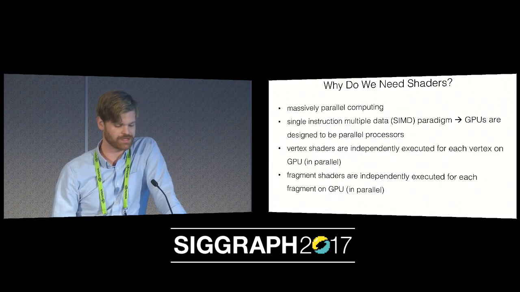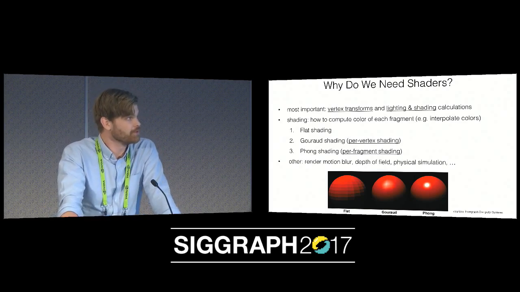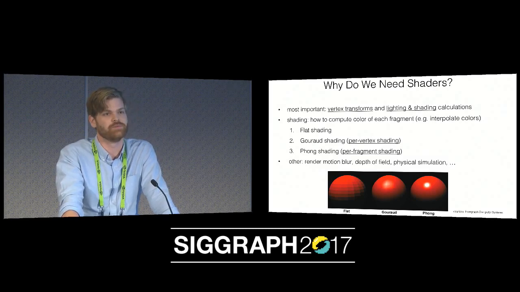So why do we need shaders? They're massively parallel, and this is great for GPUs, which take advantage of this type of operation. Vertex shaders operate independently on each vertex, and fragment shaders operate independently on each fragment. So as I mentioned, in the vertex shader we can do vertex transforms, and we can also do lighting and shading calculations, like Gouraud shading or Phong shading. These are very simple, and we teach this in the class.